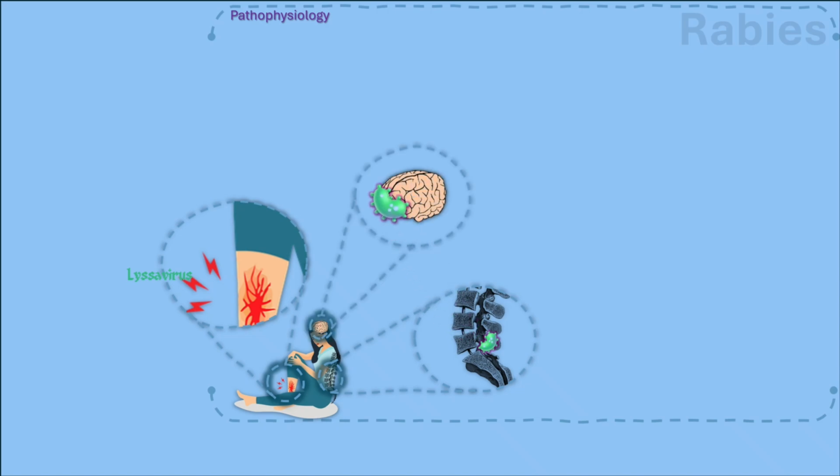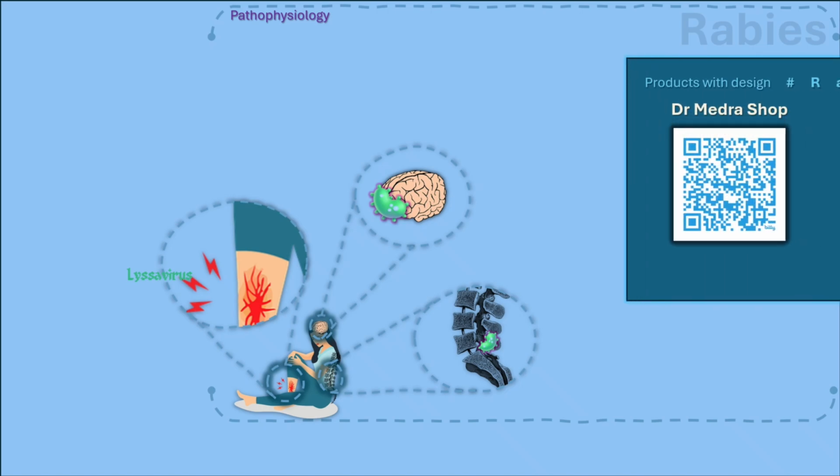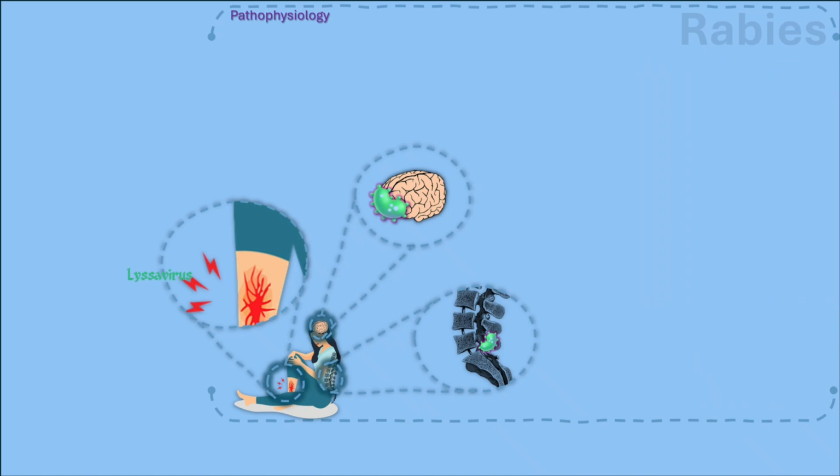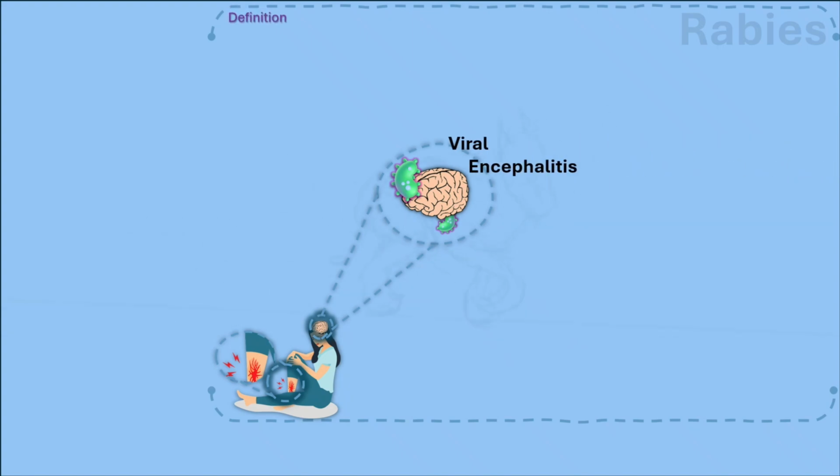It then spreads from the central nervous system via the peripheral nerves to the other parts of the body, particularly the autonomic nervous system. The involvement of salivary glands and oral mucosa is responsible for transmissibility. Therefore, we can deduce that rabies is a viral encephalitis transmitted by the saliva of certain infected mammals and bats, following a bite, scratch, or even licking on excoriated skin or mucous membranes.